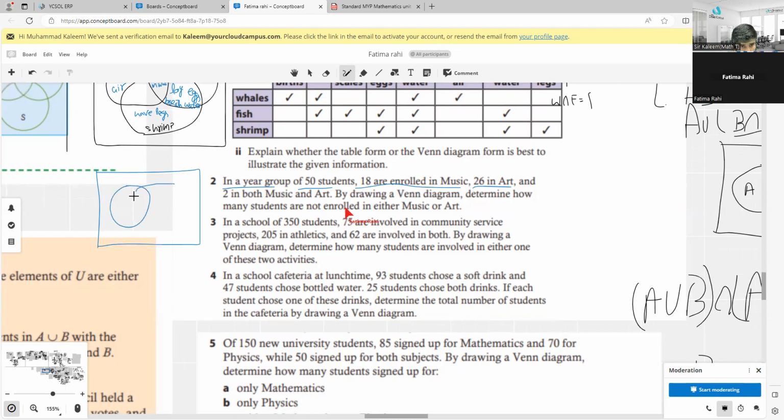Just remember, in total, how many students do we have? 50. Suppose this one is the music set and this one is the art set. In music, we have 18 enrollments in total, and 26 are in art. If we take it like this, there will be a mistake.